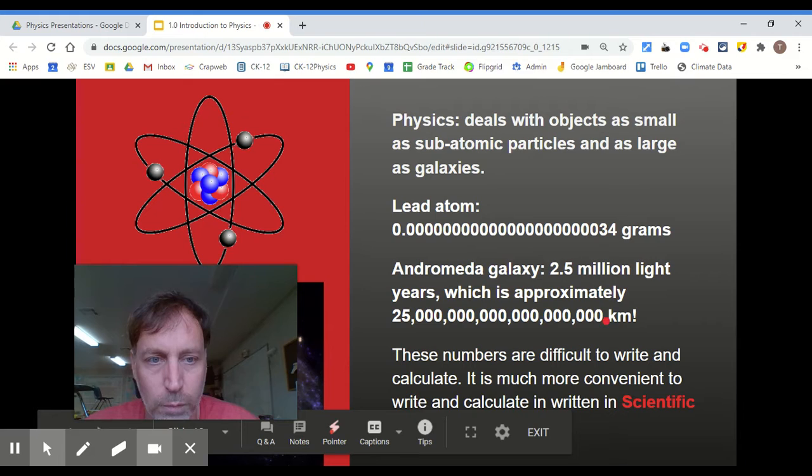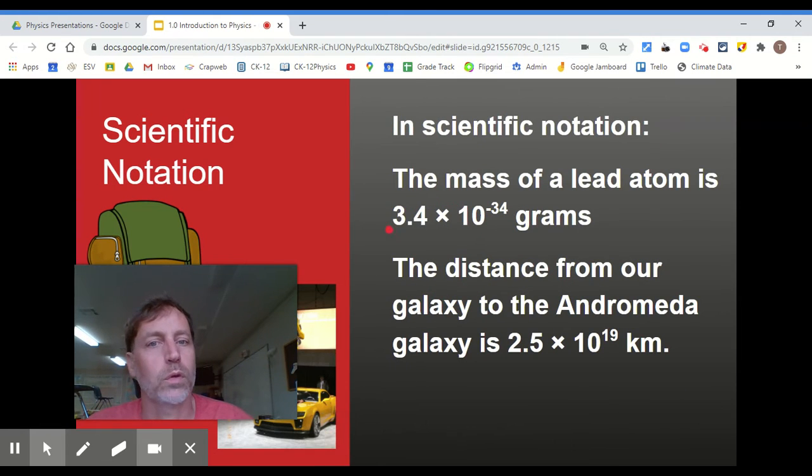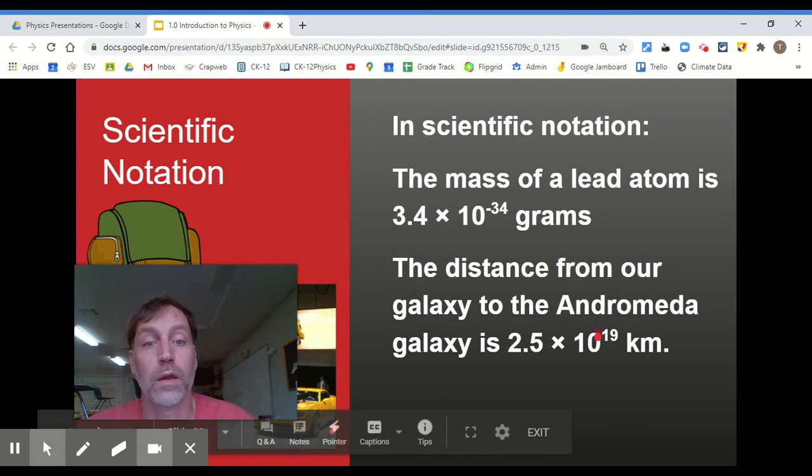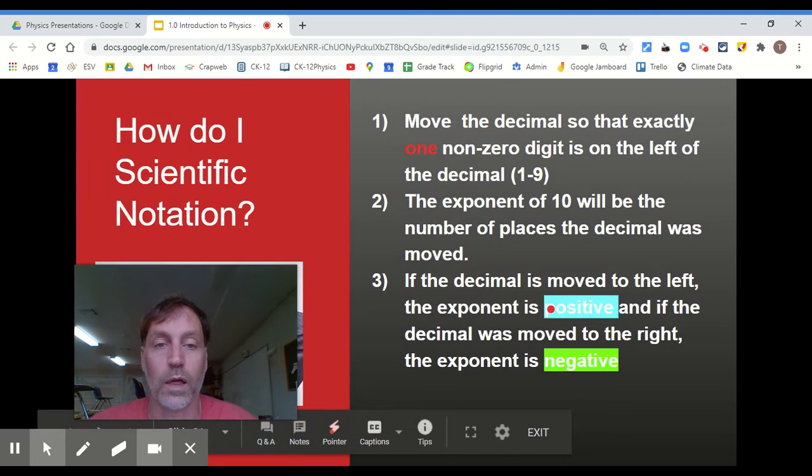Here, right here, the decimal point's right down here. We're going to count how many times we would move the decimal point to make this number 25 a number between 1 and 9, and that would be 2.5. So that's why this is 3.4 times 10 to the negative 34, which means we moved our decimal 34 places to the right. And then on this one, 2.5 times 10 to the 19th means we moved our decimal point 19 places to the left.